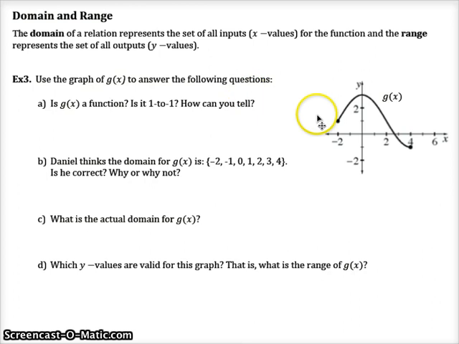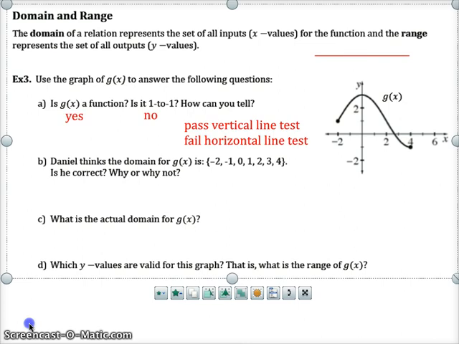All right, use the graph to answer the following questions. Is g of x a function? Well, we can test that with this little vertical line. It looks like where I move this vertical line, the vertical lines are only going to cross once. So it appears that, yes, it's a function. Is it one-to-one? I should test that with a horizontal line. And this horizontal line, oh, look, the horizontal line would possibly cross this thing twice. So I would answer those things this way.